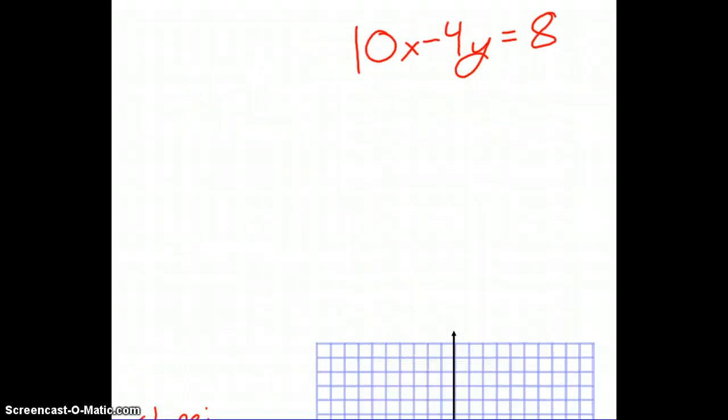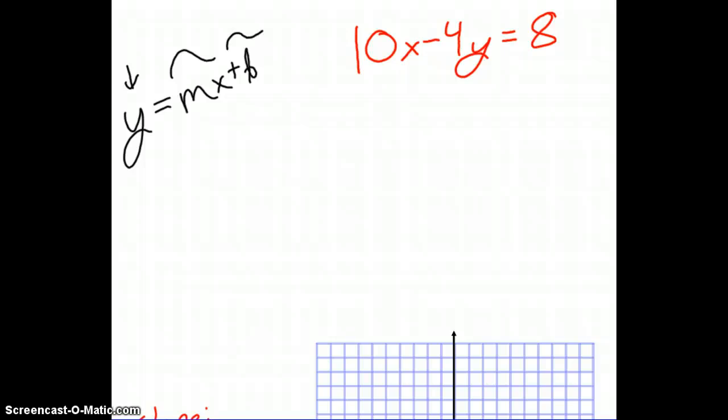This third example is very similar. The only difference is that, as you can see, it's not written in y equals mx plus b form. Y isn't by itself, and we don't have mx or a number, and we don't have b. So what we've got to do is solve for y. You should all know how to do that, so please pause the video and try it yourself.